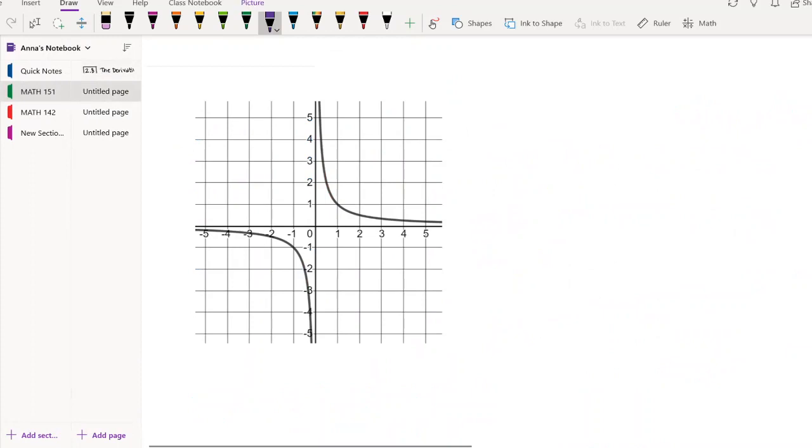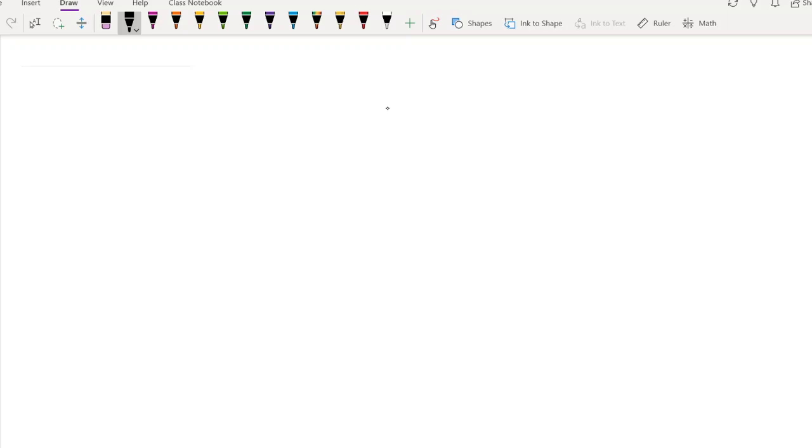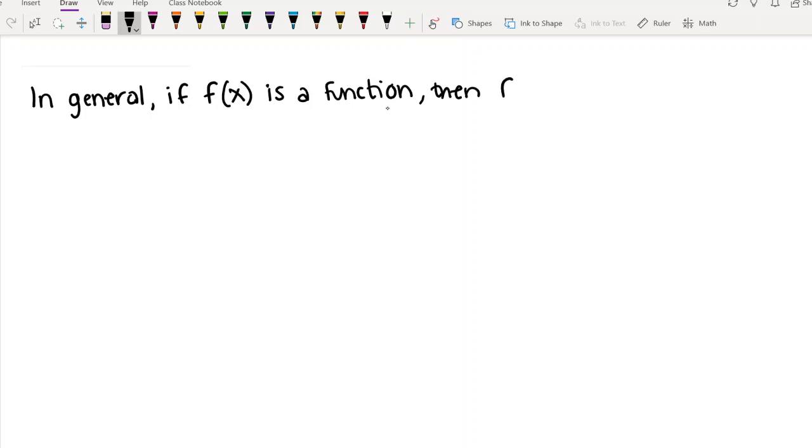Okay, so I want to write out a general fact. We basically said all of this, but I just want to state it in general. So in general, if f of x is a function, and we'll see in tomorrow's video that there are some restrictions on which types of functions we can work with, but for now, let's just say if f of x is a function, then f prime of x is its derivative function.